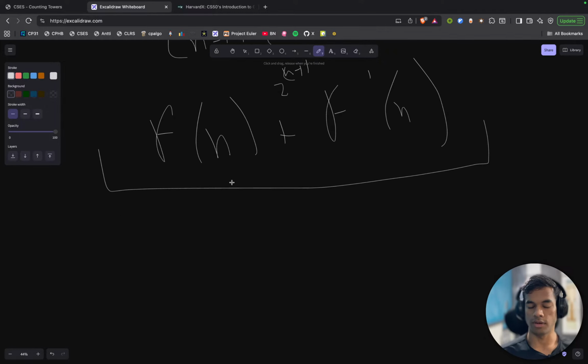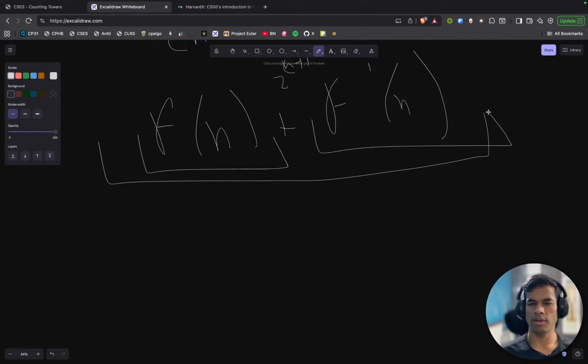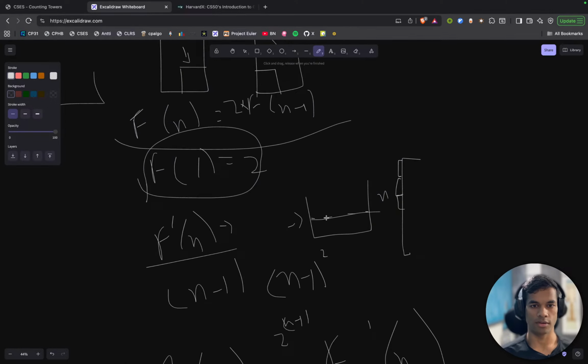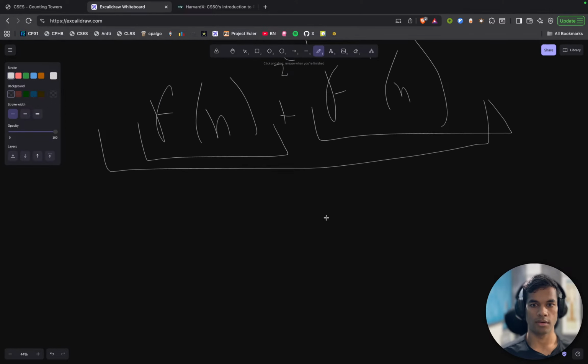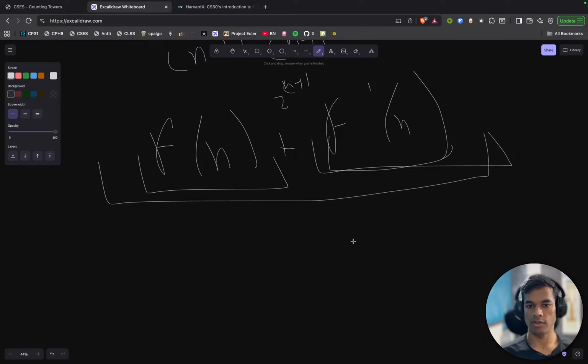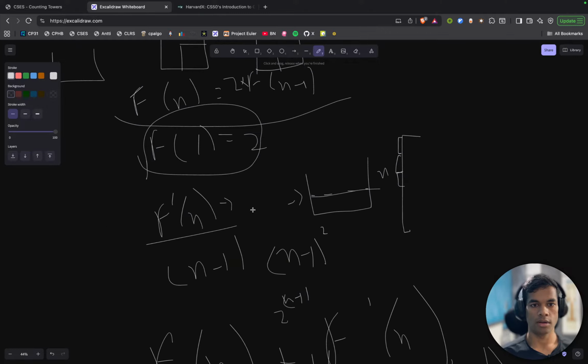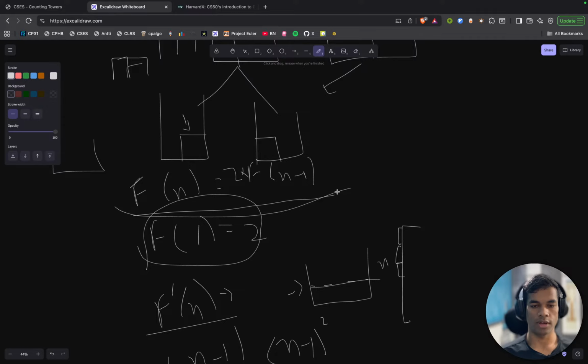This is what we are after. This we can calculate recursively. Wait, we don't even need recursion here. For this part, we just do 2 power n minus 1. And for this part, we have this recursive formula, which we can just write in closed form.